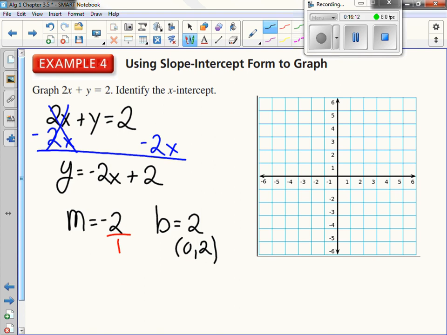Because the b value gives me a point, 0, 2, where it crosses the y-axis, the y-intercept. That's where that point is. It crosses the y-axis at the y value of 2. So we can plot that point, and that's what we're going to do first. We're going to plot the point 0, 2. So go on and plot that.